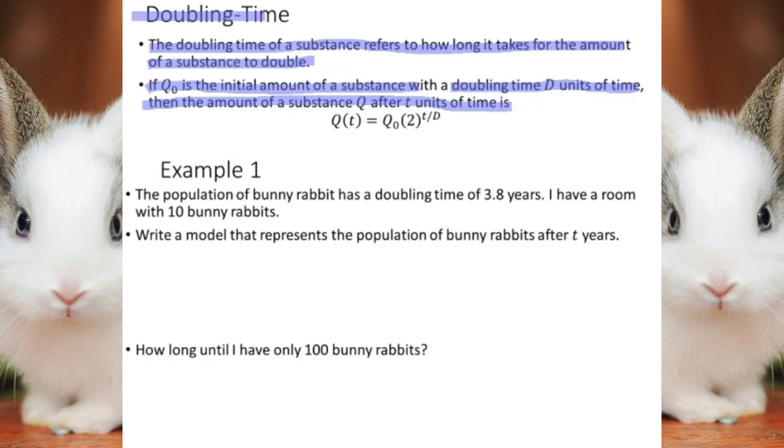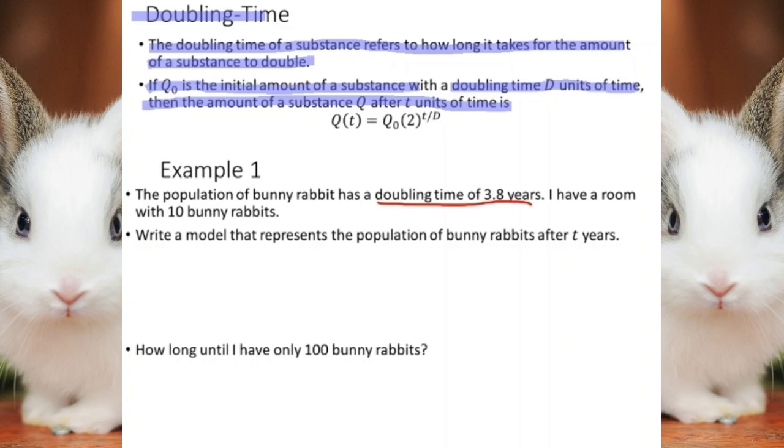For our first example, the population of bunny rabbits has a doubling time of 3.8 years. I have a room with 10 bunny rabbits. We're going to write a model that represents the population of the bunny rabbits after t years. Since we're provided that the doubling time of the bunny rabbit population is 3.8 years, we can set up our model quickly by using the above formula.